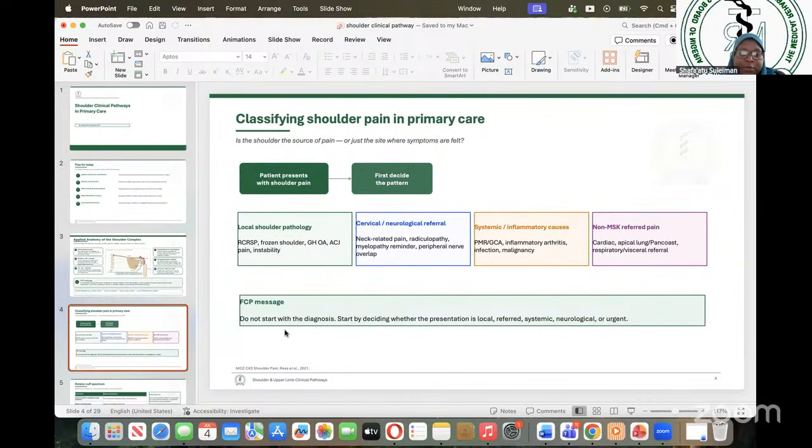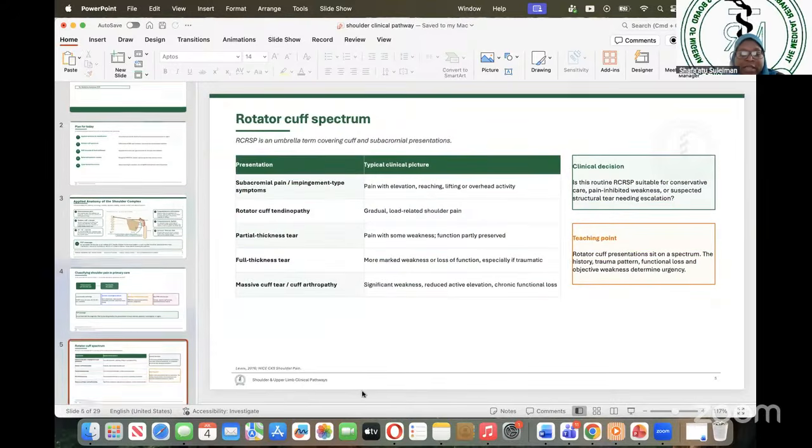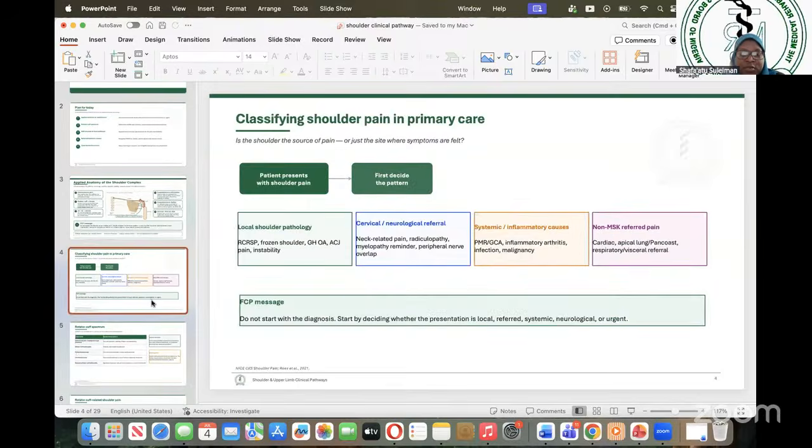So the key thing for FCP here is that we should not start with the diagnosis. Let's say we see a patient, we just shouldn't conclude, oh, it's so and so. We should start by deciding whether the presentation is local, referred, systemic, neurological, or anything urgent that we think would need more attention.